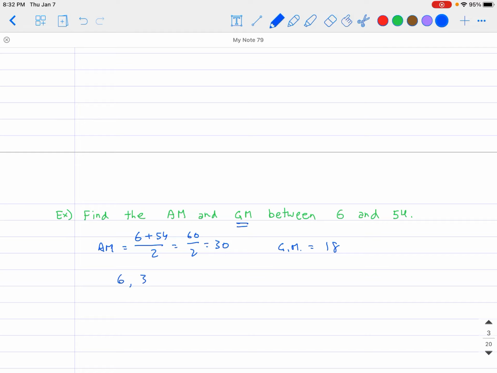So 6, 30, 54: you can see that over here, you are adding 24 consistently in order to get from one number to the next. Whereas for the 18 over here, you have 6, 18, 54. In this case, the geometric mean, you are consistently multiplying by 3 in order to get from the 6 to the 18 and then from the 18 to the 54.